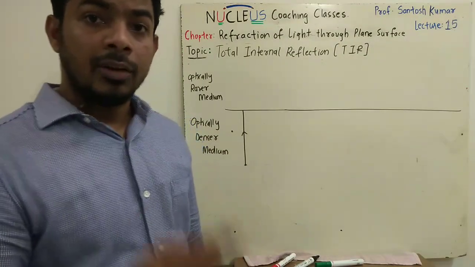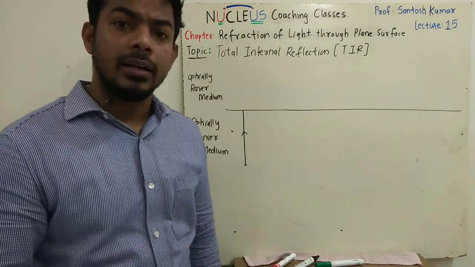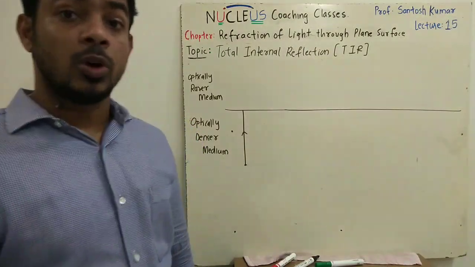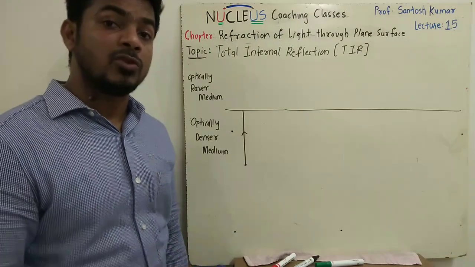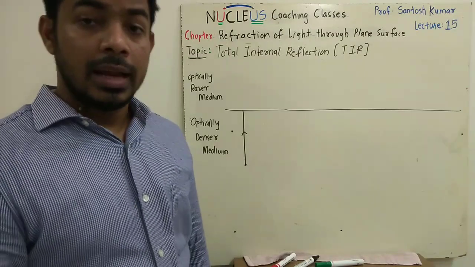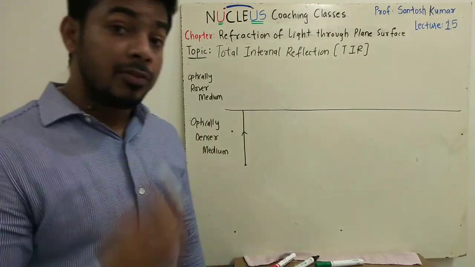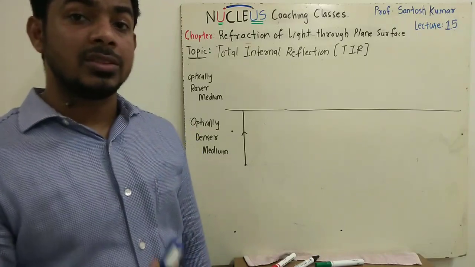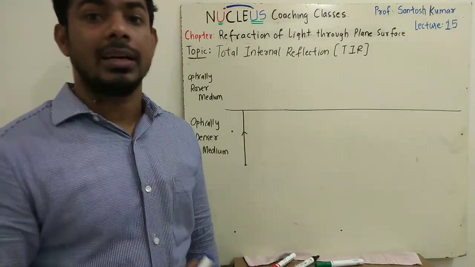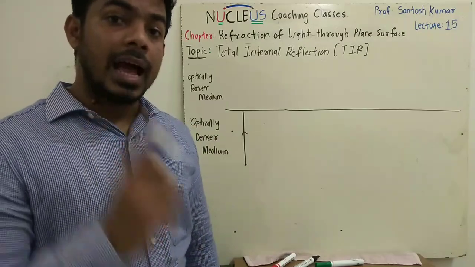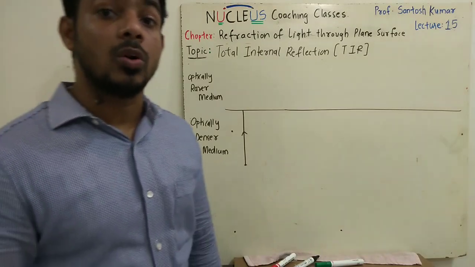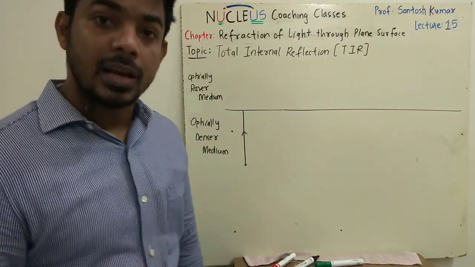And we also know that whenever a ray of light travels from optically rarer to optically denser medium, it bends towards the normal, and whenever a ray of light travels from optically denser to optically rarer medium, it bends away from the normal. And in the last section we studied that if a ray of light traveling from optically denser medium to optically rarer medium is at an angle equal to the critical angle, then definitely the angle of refraction will be 90 degrees and the refracted ray will graze along the surface, called grazing emergence.